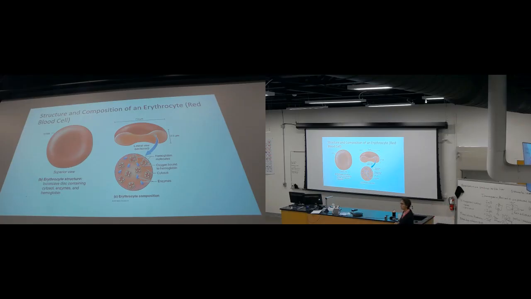How many months is 120 days? 4. So they live 4 months. As they age, they start losing flexibility. These cells are very flexible. And their cytoskeletal proteins start deforming, and since they become less flexible, they don't pass as well through the capillaries, and they get trapped in a tissue from the spleen that's called the reticular tissue or reticuloendothelial system, and then they get recycled.